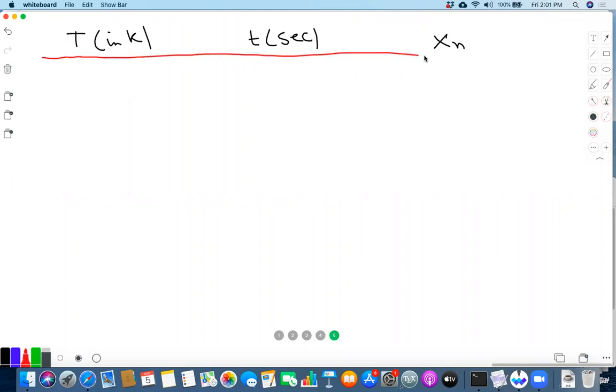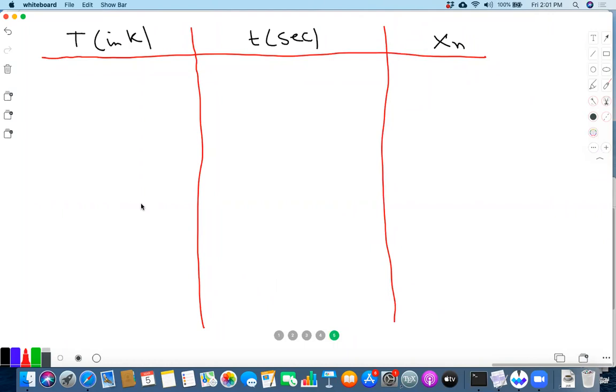So T in Kelvin, and then in the next one, T in seconds. And here I have Xn. Like the last time, we start at 10 to the 11 K.